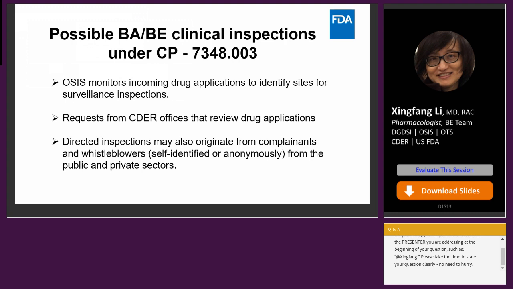An OSIS reviewer may accompany the ORA investigator during inspection as a subject matter expert if needed. For the current process, OSIS issues an inspection assignment memo to ORA. The ORA investigator will conduct the clinical BA/BE inspection. For routine BA/BE inspections, it usually takes one week of on-site inspection time. During the inspection, the OSIS reviewer provides on-site support to the ORA investigator, including parts of the inspection as needed.